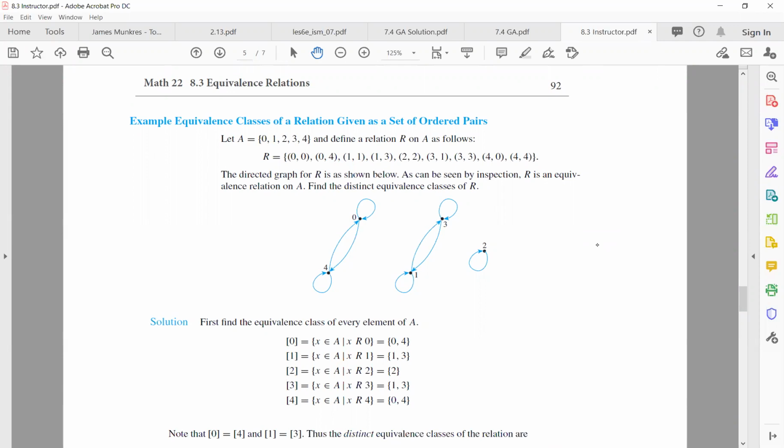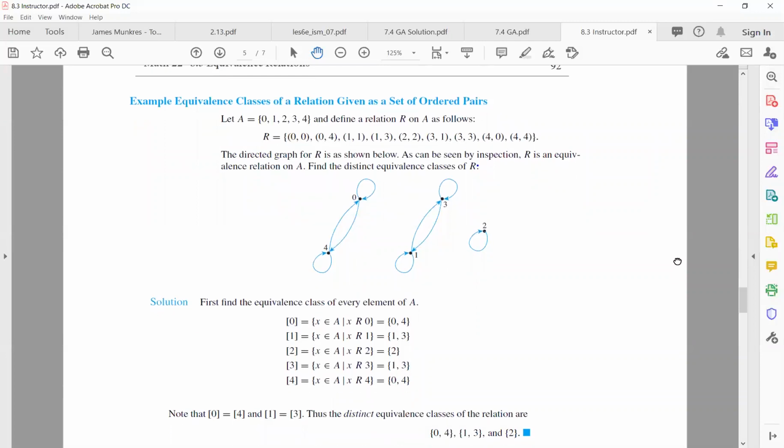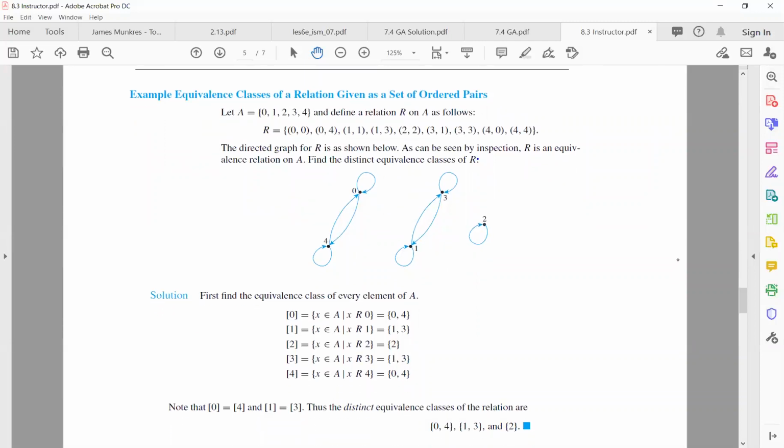We can also graph this relation. Then the question says, find the distinct equivalence classes of R. First of all, you have to list all of the elements in set A. Set A includes 0, so the equivalence class of the first element: open the bracket, close the bracket, put 0, is the set of all elements in set A such that x is in relation with 0. We have to check all these points in R.